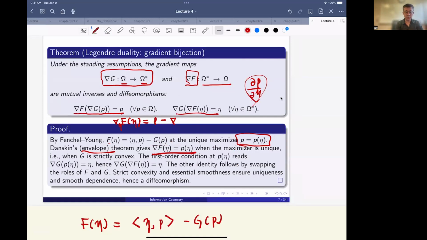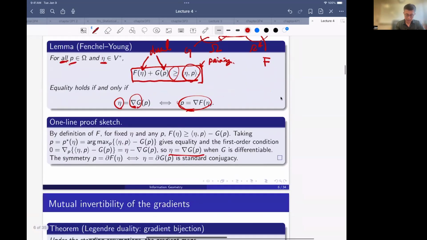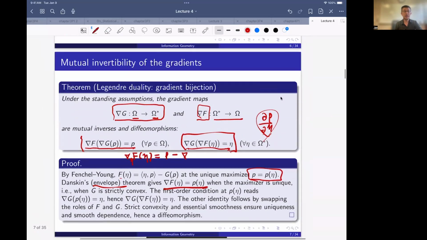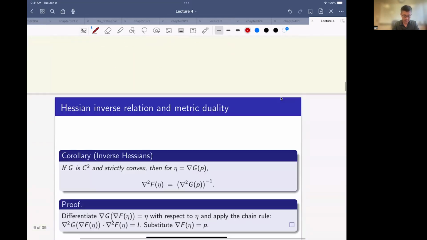One of the important properties of the convex conjugate function is this property. Yeah, this is what we actually want to show, right? We want to show that (∇G)⁻¹ is ∇F. Okay, so that's one of the important properties of duality. Well, let's just move on.